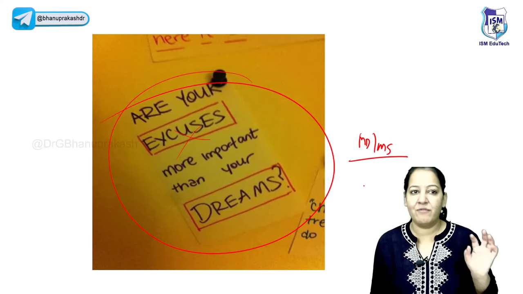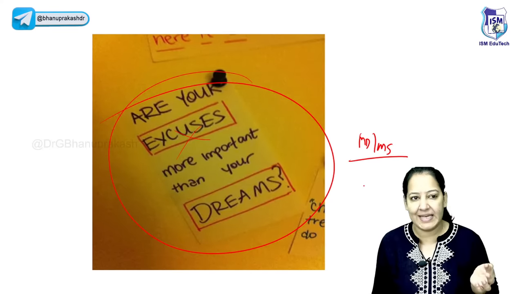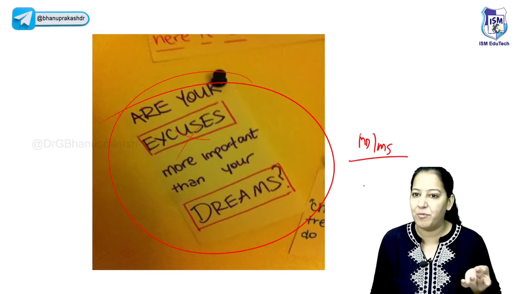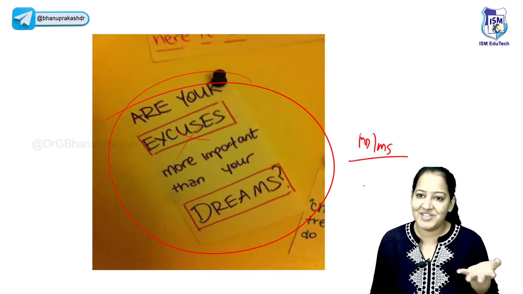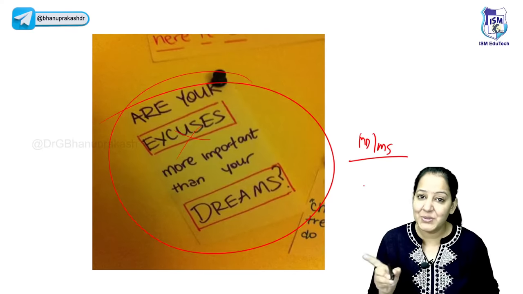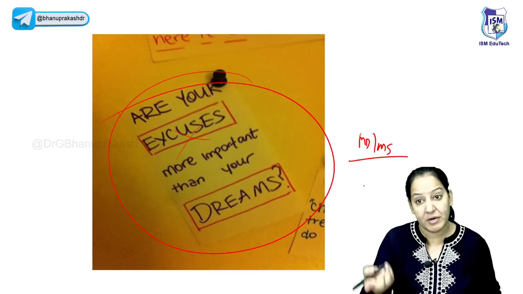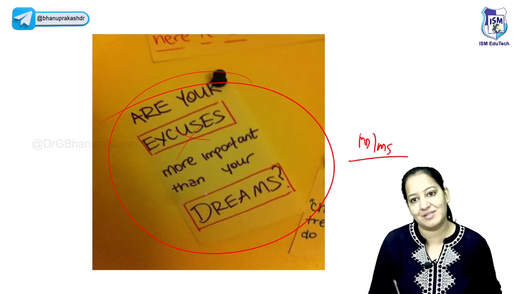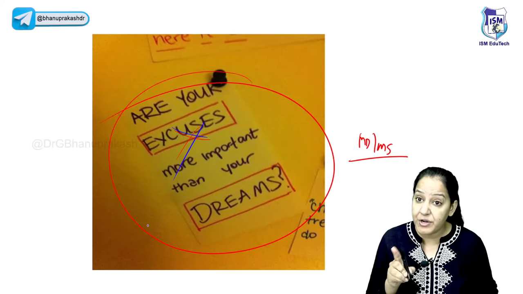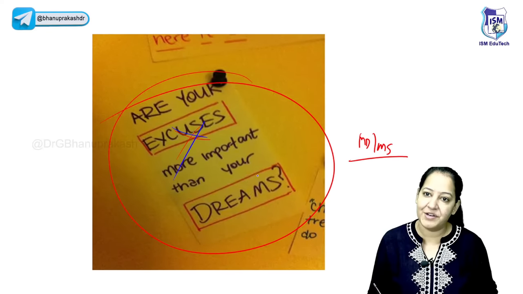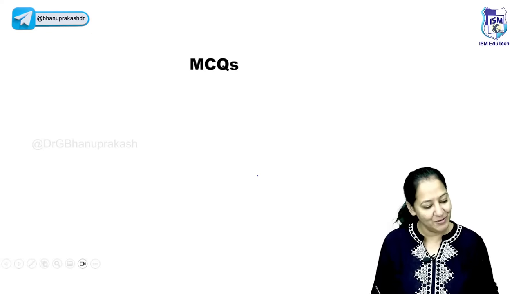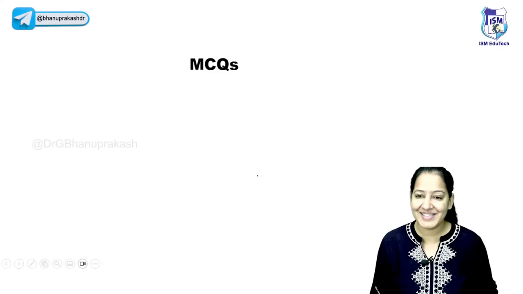So the paper was tough. I was ill. I was sick. There was some family problem. And this, that, and so on. Never give excuses. You can give excuses to others, but not to yourself. So be honest to yourself. Never try to give excuses for your dream. Your excuses are not more important than your dream. Okay. Anyways, let's move ahead. Can we go to the next?